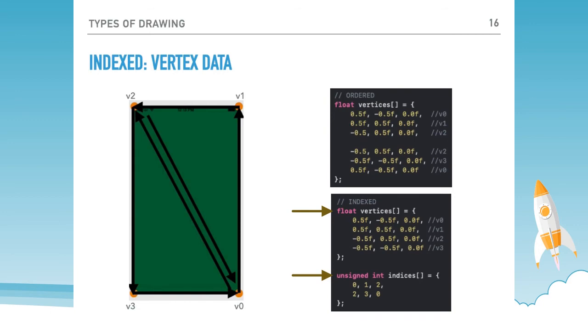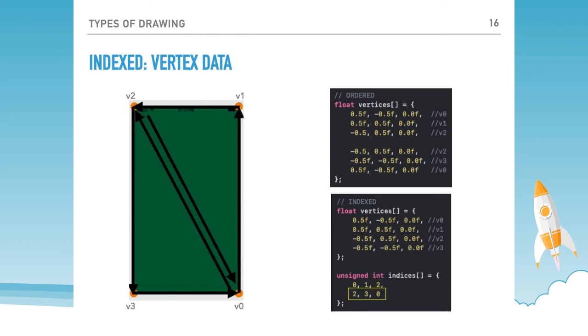As you can see, the first three indices represent the first triangle, and the second set of indices represents the second triangle. Here, index 0 actually refers to vertex 0. Index 1 is referring to vertex 1. Index 2 is referring to vertex 2.